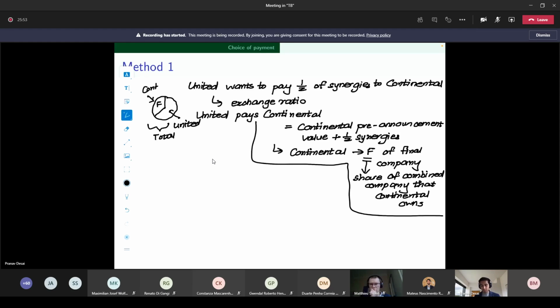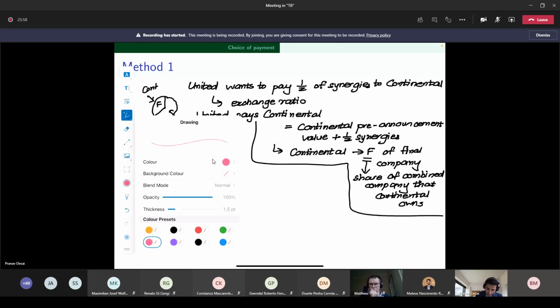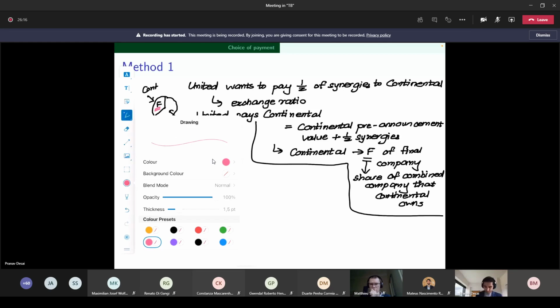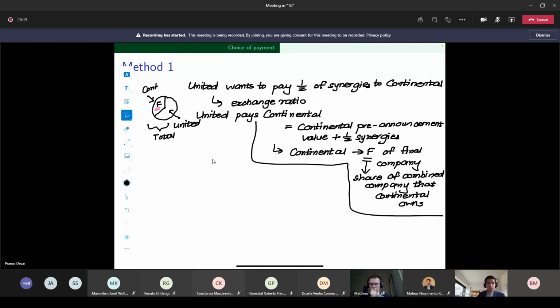Now, the only way that Continental ends up with this F is when United issues shares to Continental's shareholders. Because remember, United is a separate company, Continental is a separate company. So Continental's shareholders can buy into United only when United issues them shares. Okay, so let's start off first by identifying this F. That's the first step. What exactly is F?